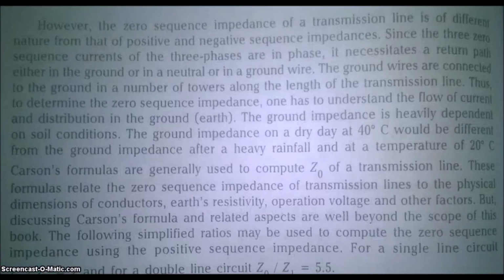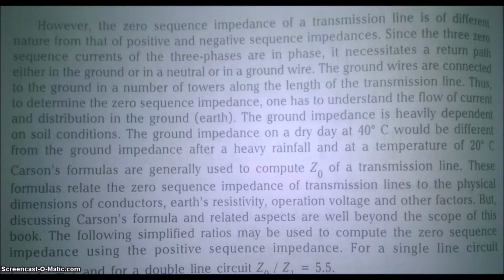Continuing from where Karam left off, now there are three types of impedances: zero sequence impedance, positive and negative sequence impedances. And zero sequence impedance is quite different from the positive and negative. Since the three zero sequence currents are in phase, they produce a return path either in a ground wire or in a neutral, and all these ground wires are connected to the ground at a number of towers along the length of the transmission line.